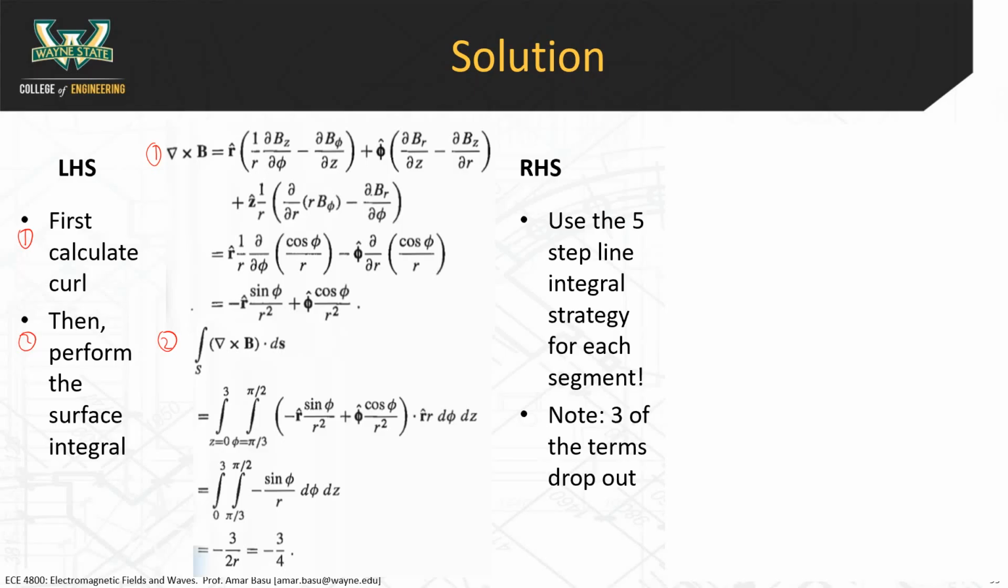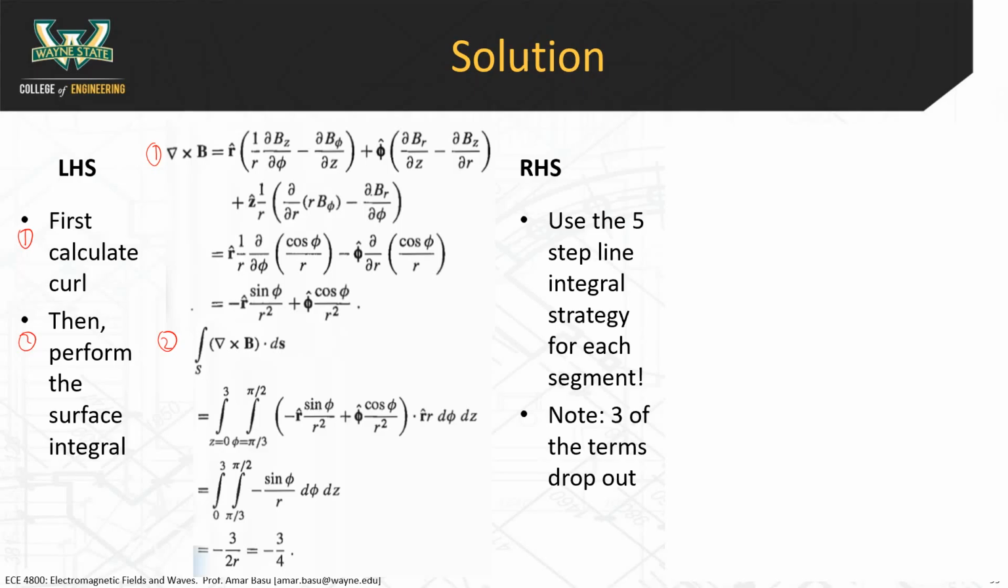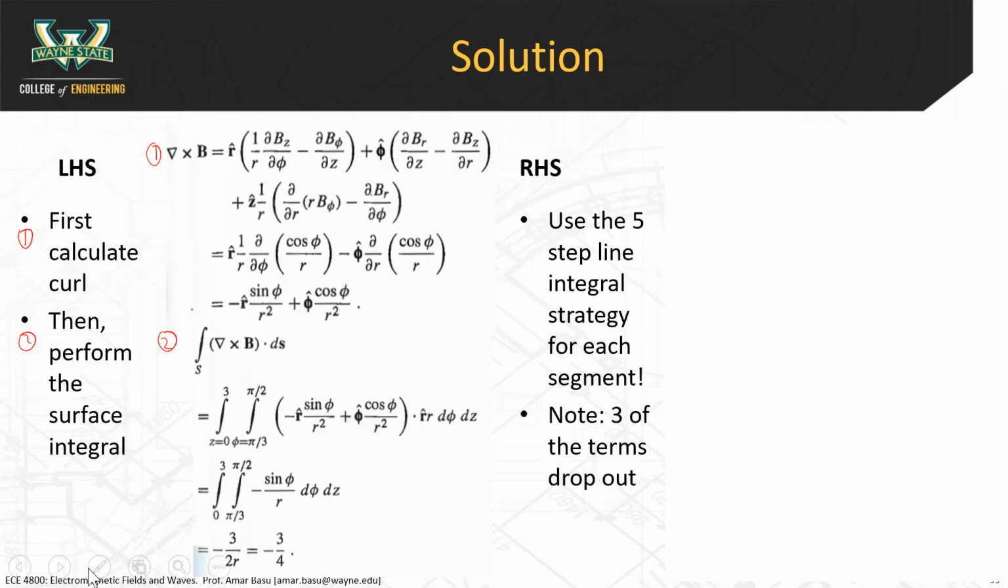plus cosine of phi is phi hat, cosine of phi over r squared. All right, the second step is what is ds? All right, and what ds comes out to is dz times r d phi.